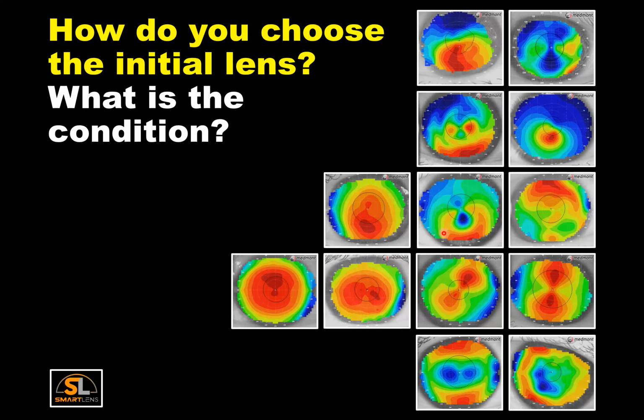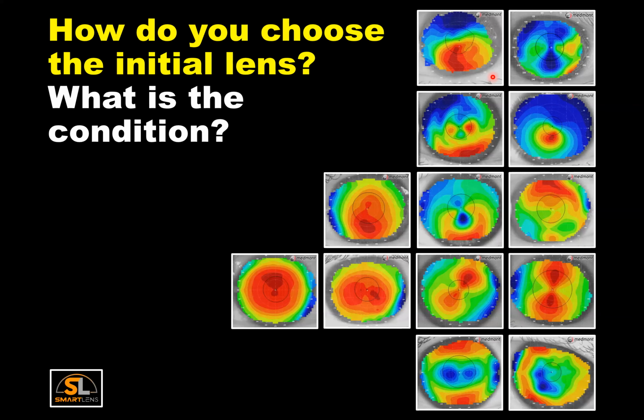Are we dealing with a keratoconic eye? That's likely to be a much higher depth. Are we dealing with a keratoglobus or a very advanced cone? Then of course we're going to need a very high depth lens. So the condition is much more important than the K readings or the topography. You don't have to worry about numbers pulling out of your topographer to come up with that initial lens.